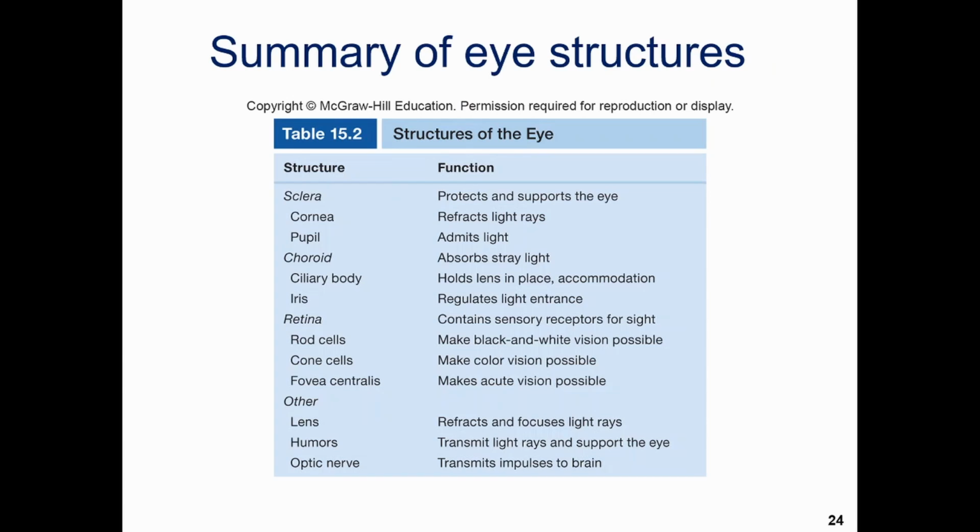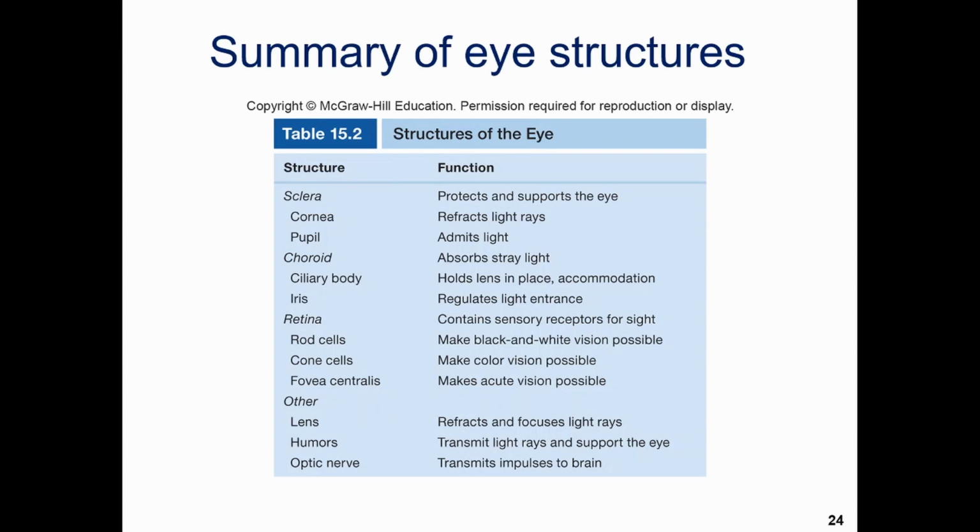Then we get to the retina layer. We have the rods, which are going to make your black and white vision possible. The cones, which are going to be responsible for your color vision. And the fovea centralis, which is where we're focusing light so we can have crisp, clear vision.